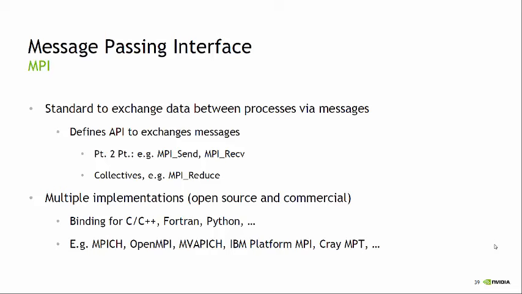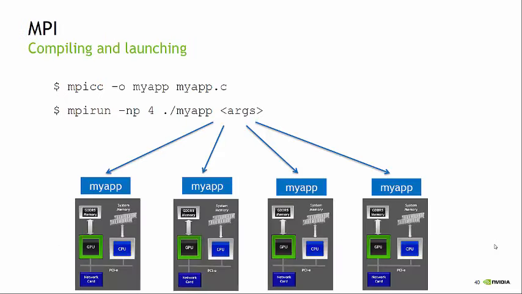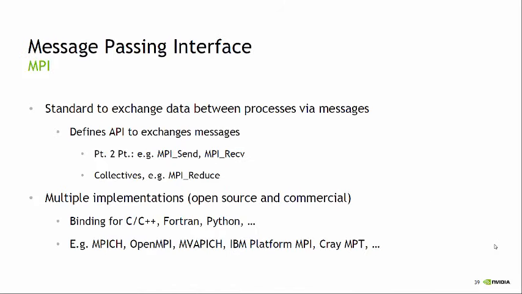Barriers. There are multiple implementations, open source, commercial. There are bindings for C, C++, Fortran, Python, etc. Here's a list of some of the implementations which are available: Cray, OpenMPI, IBM, Intel. Intel's not on there, but Intel have an MPI implementation. But not all of them are capable of transferring data from GPU to GPU. Not all of them are GPU aware, you're right. I will say which ones are in a couple of slides.